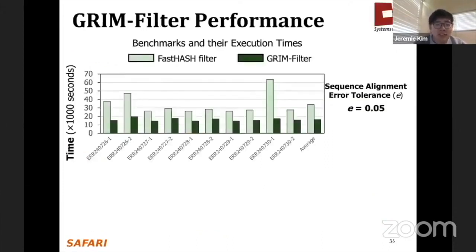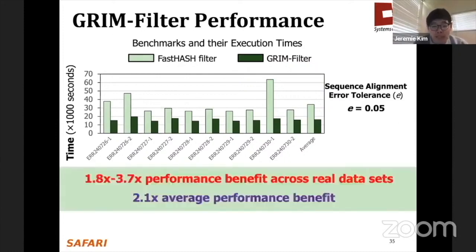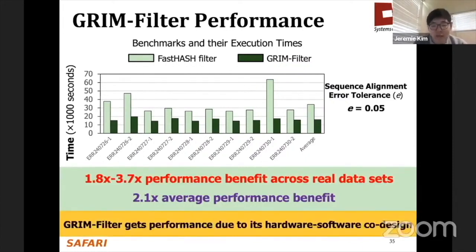Here we have the plot of performance, where the y-axis shows the time in terms of 1,000 seconds each. On the x-axis, we show the different data sets. This is just how we label the data sets in bioinformatics. We plot both the FastHash filter and GRIMFilter for total execution time, and we use a sequence alignment error tolerance of 5%, which is pretty typical. We find that we get a performance benefit of up to 3.7x here, and on average 2.1x. GRIMFilter gets a lot of performance due to its hardware and software co-design.